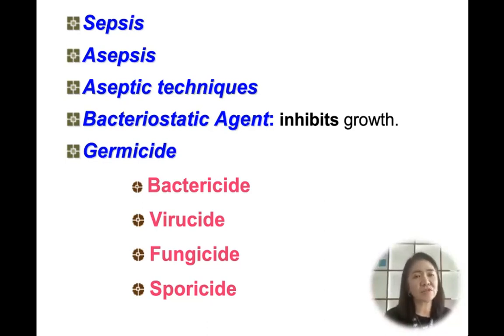Now, germicide is another term that we come across in controlling microbes. It's a general term that simply means to kill germs. Bactericidal would kill bacteria. Virucidal would kill viruses. Fungicidal would kill fungi, and of course, sporicide would be able to kill spores, either endospores of bacteria or spores of fungi. So you have to look into the literature on the container of your disinfectant or germicide.